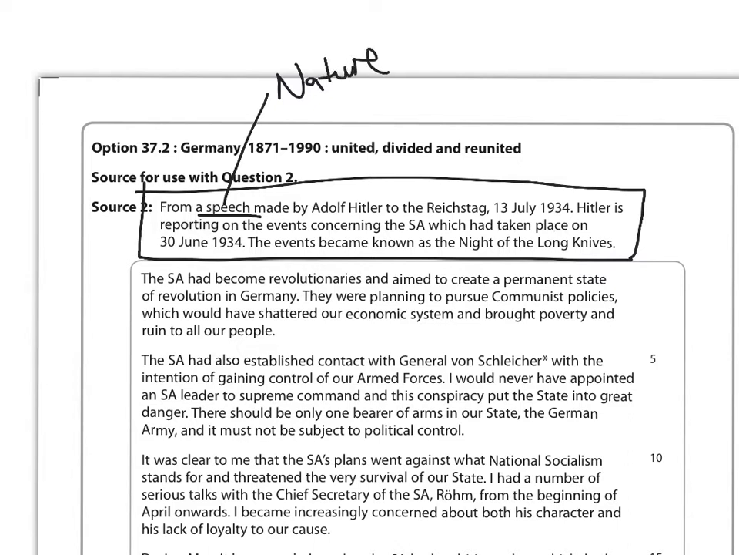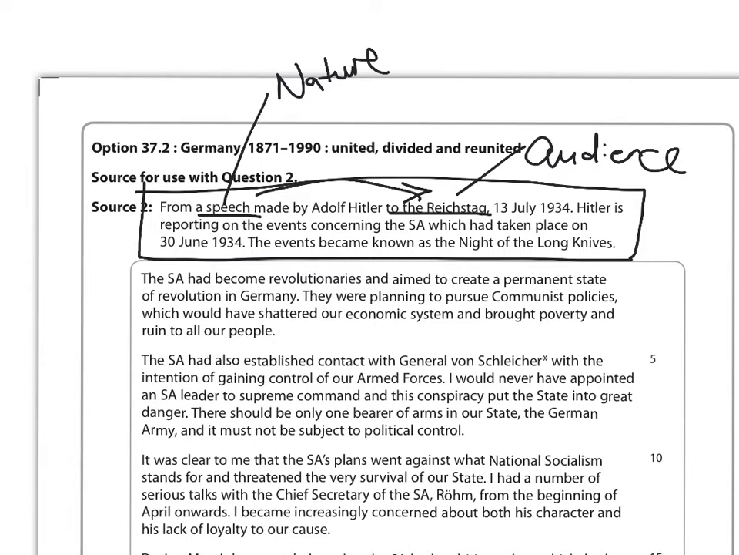Okay, and clearly it's linked to the Reichstag. Okay, and the Reichstag is the audience. You combine those two things. It's a speech to the Reichstag, a public audience, and that in itself gives you information.